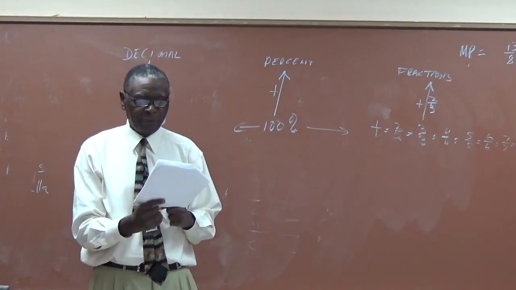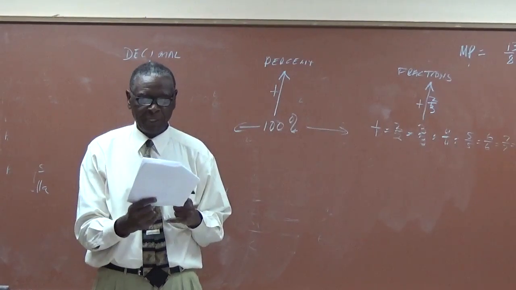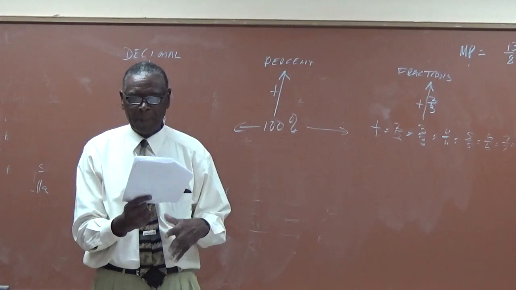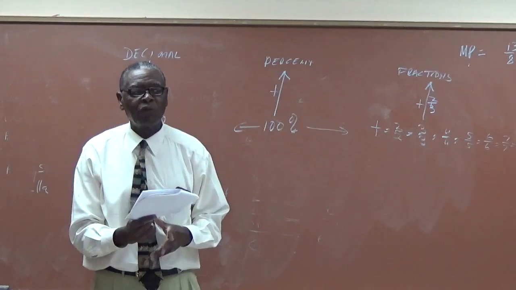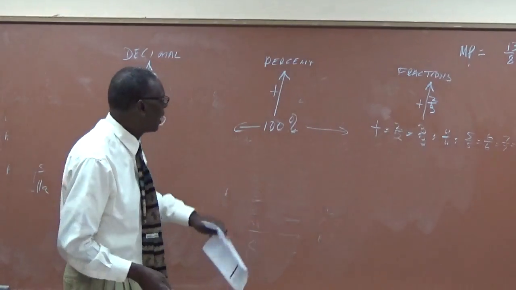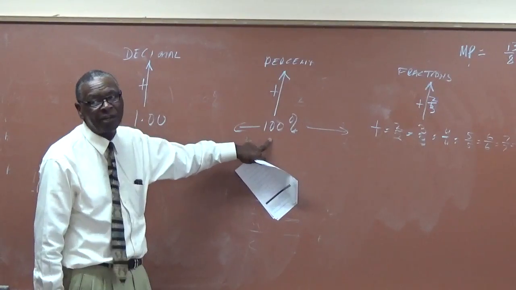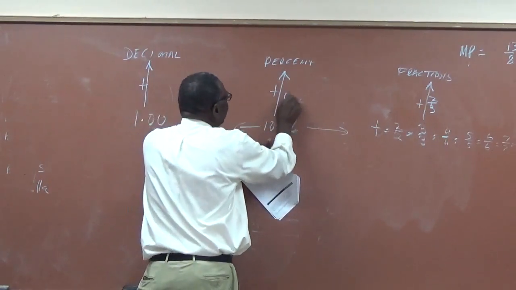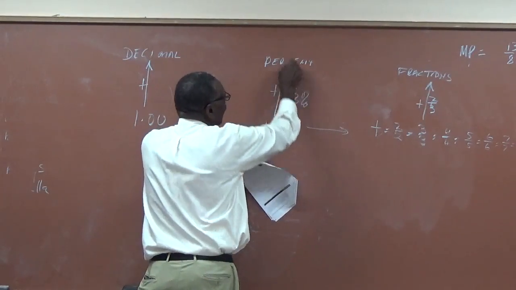Okay, now look at the next one. Number 3. The raw food cost is $3.25. But the markup rate is what? 43%. Now he's talking percents. So I look at my percents. There is my 100% right there. So now I mark it up by 43% to make it what?